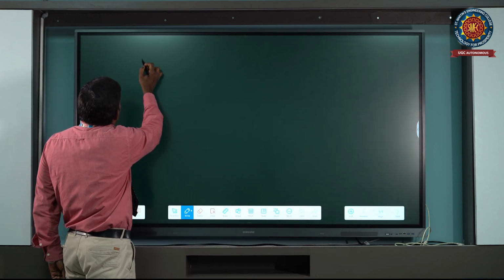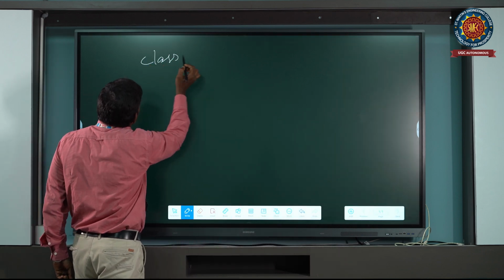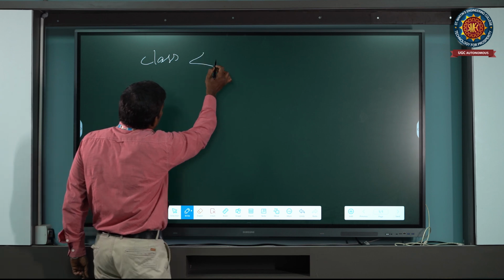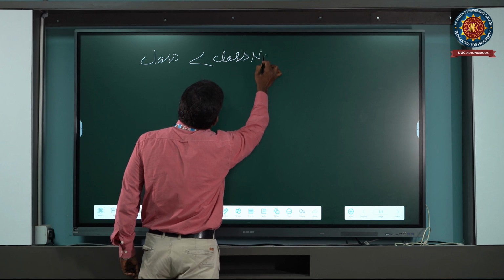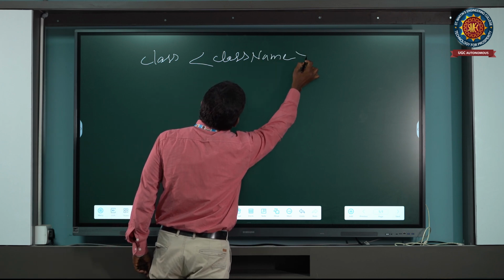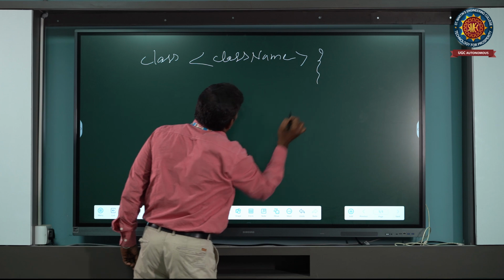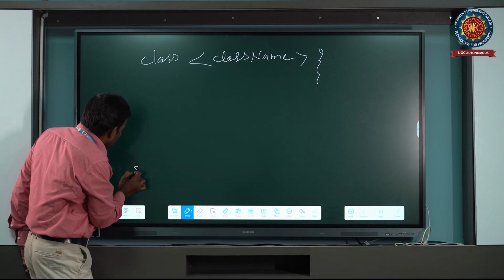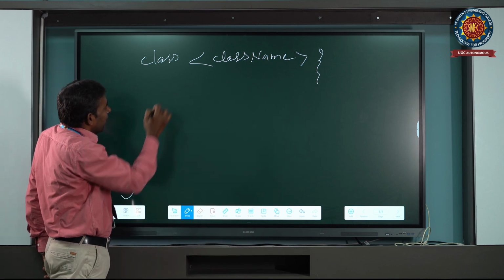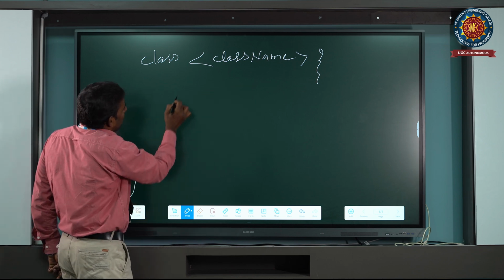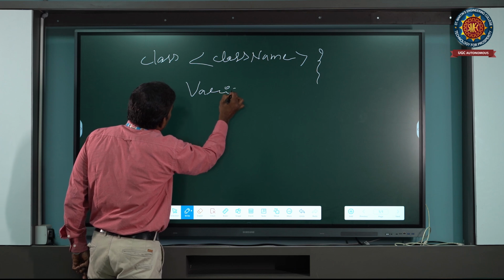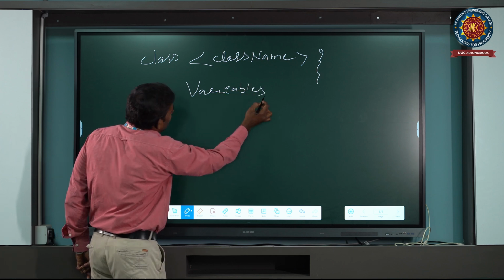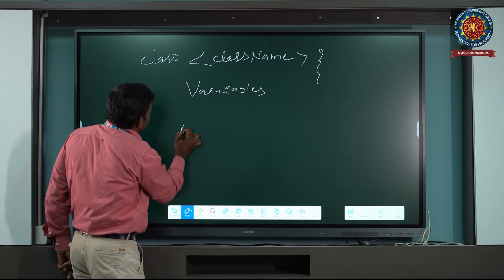Simple. You write class as a keyword, and after class you write the class name, followed by the open curly bracket and close curly bracket. In between the open and close, we write variables and methods.